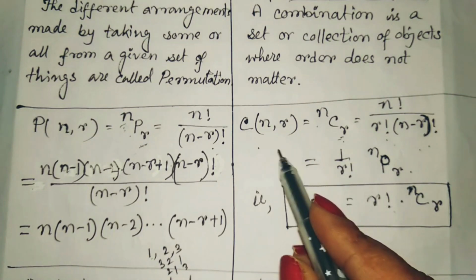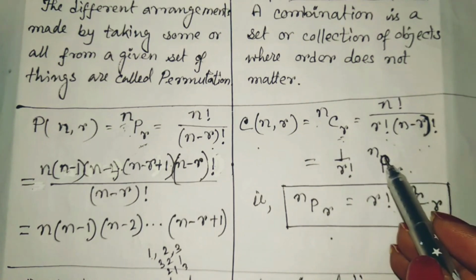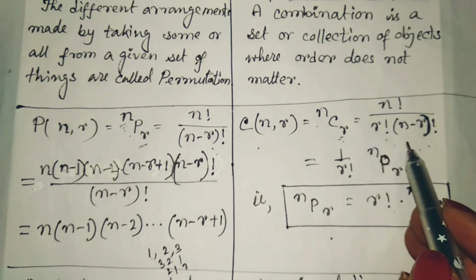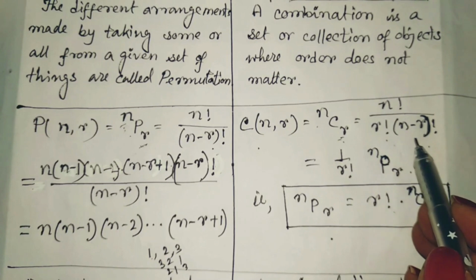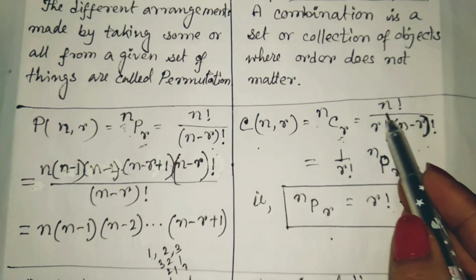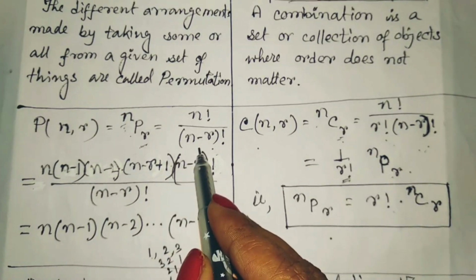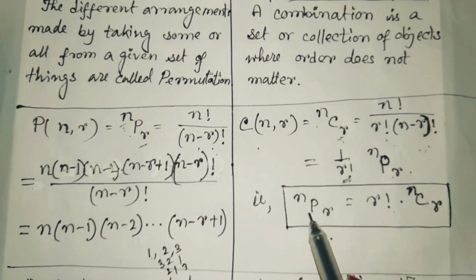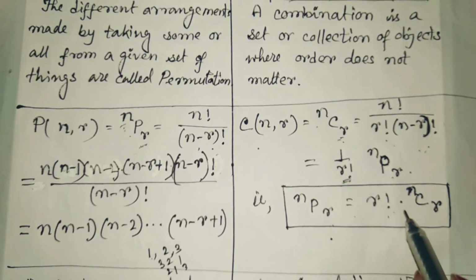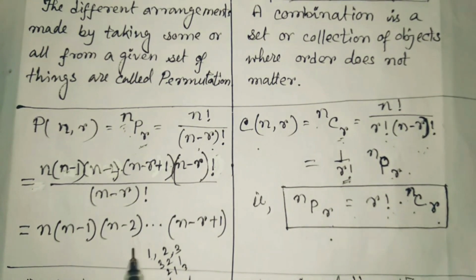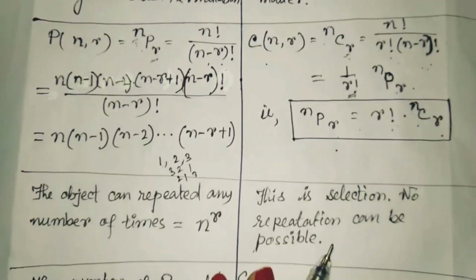That's why nCr means n factorial divided by r factorial into n minus r factorial. If we write 1 by r factorial separately, then the remaining is nPr, just the same thing. So we can say nPr is equal to r factorial into nCr. So this is the main difference between these two.